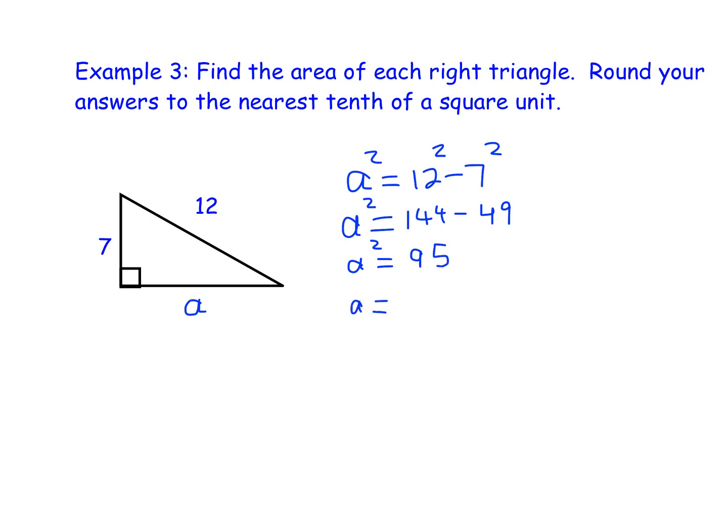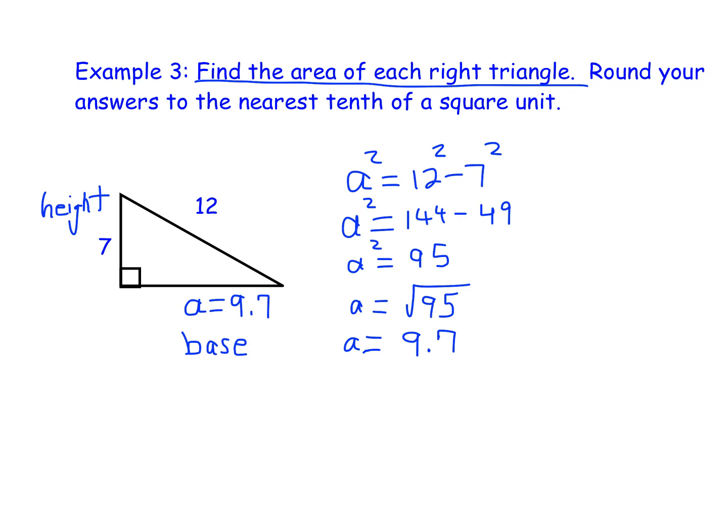So A is going to be the square root of 95, and that means A is going to be 9.7 rounded to 1 decimal place. All right, I'm going to go ahead and write that in here because that's important, because side A was not only our unknown, but side A is also the base of our triangle, and side 7 is the height of our triangle. And the question is asking us to find the area of our triangle. So this was just the first step, being able to identify the length of the base.